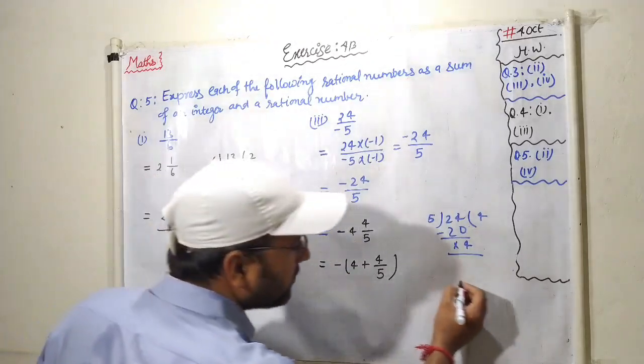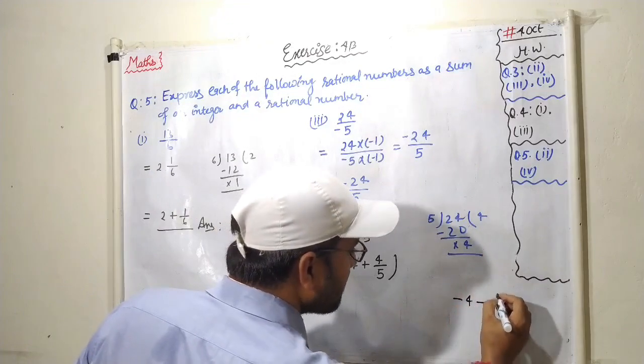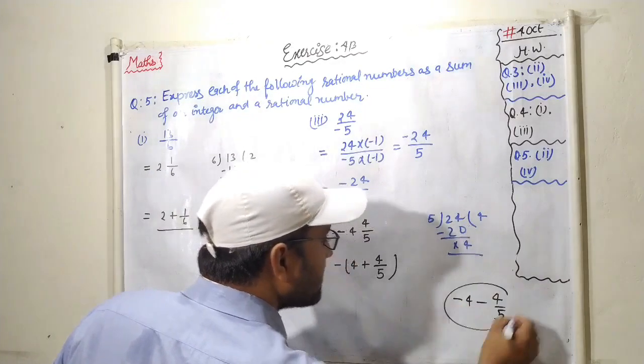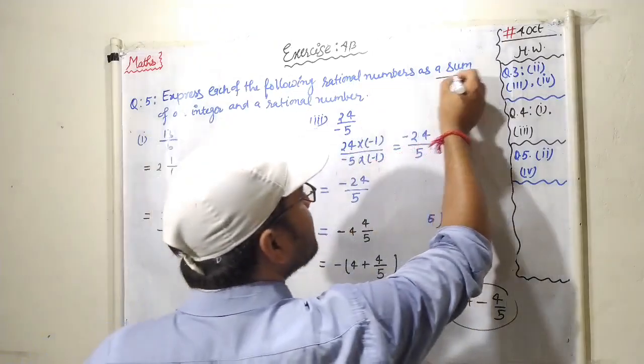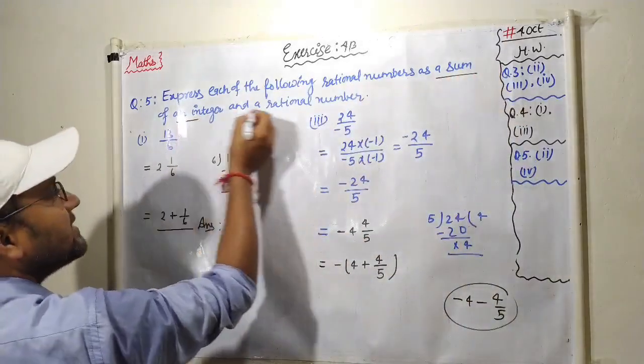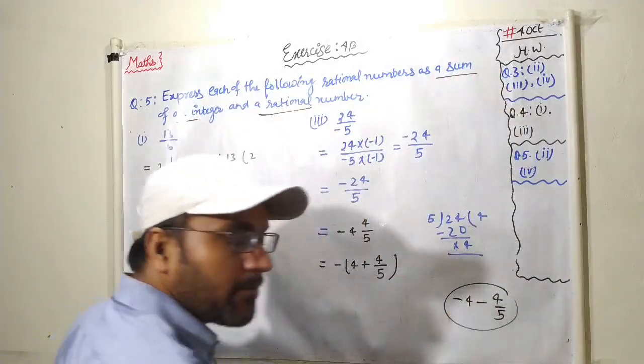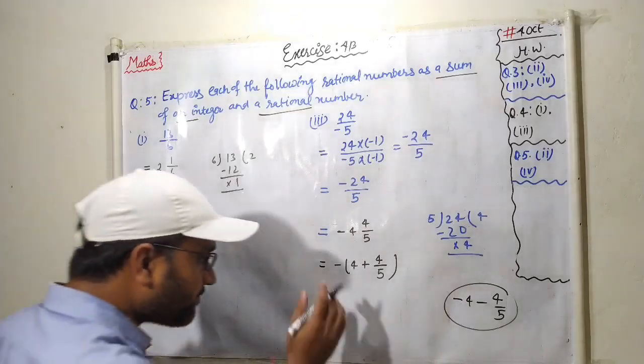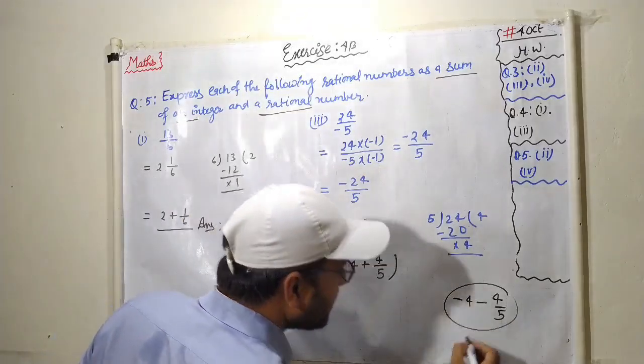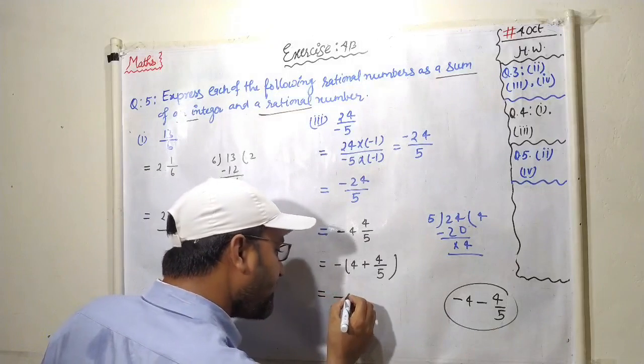You will get this minus 4 upon 5. But in your question it is asking to write a sum of an integer and a rational number. Sum, not a minus. Okay. So how will you change this one? You will change this one as a minus 4.